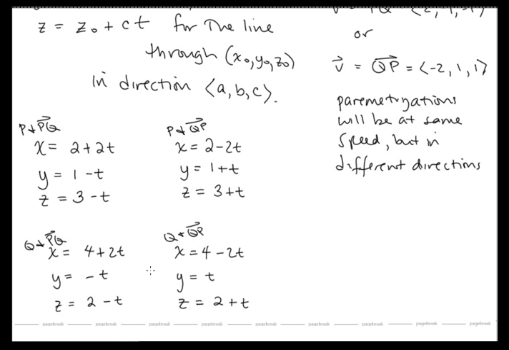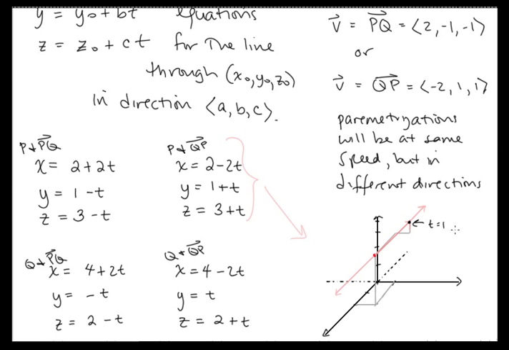All 4 of these represent the same line with just different parametrizations. Now let's take a look at this sketch. I'm starting with point P, that's 2, 1, 3, so I'm going out 2, over 1, up 3, that's this red point, and I'm using this parametrization in direction of vector QP. So I'm going from this point, I'm going back 2 units, over 1 to the right, and up 1, right? I'm using vector QP. So that takes us here.